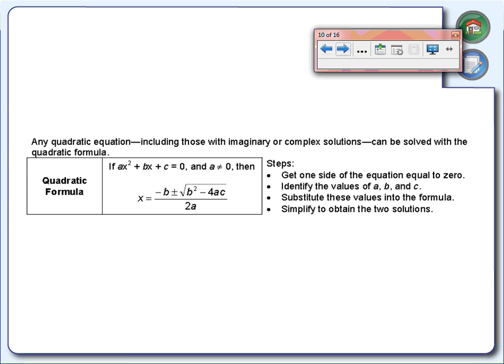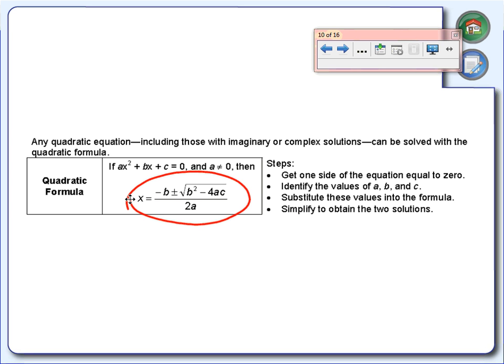Next one says here, any quadratic equation, including those that have imaginary or complex solutions, can be solved using the quadratic formula. Now, every single person in here has seen the quadratic formula, correct? You saw it back in Algebra 1. Probably even saw it in geometry as well.